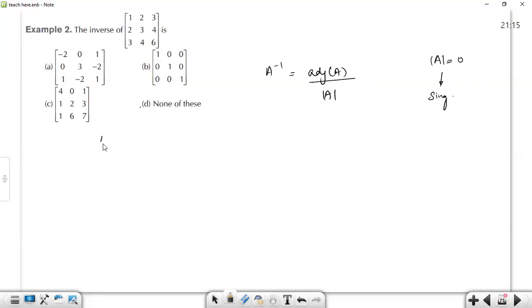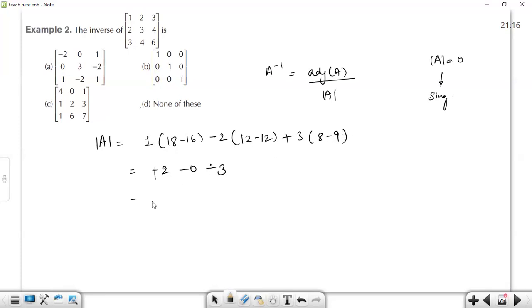So let's check the determinant. 1 into 3 into 6, 18, minus 4 into 4, 16, minus of 2, 2 into 6, 12, minus 3 into 4, 12, plus 3, 2 into 4, 8, minus 3 into 3, 9. This is plus of 2, this is 0, this is minus of 3. 8 plus 8 minus 1, minus of 1 into 3, minus of 3. This becomes minus of 1. So the determinant is non-zero, means A is a non-singular matrix, hence its inverse will exist.